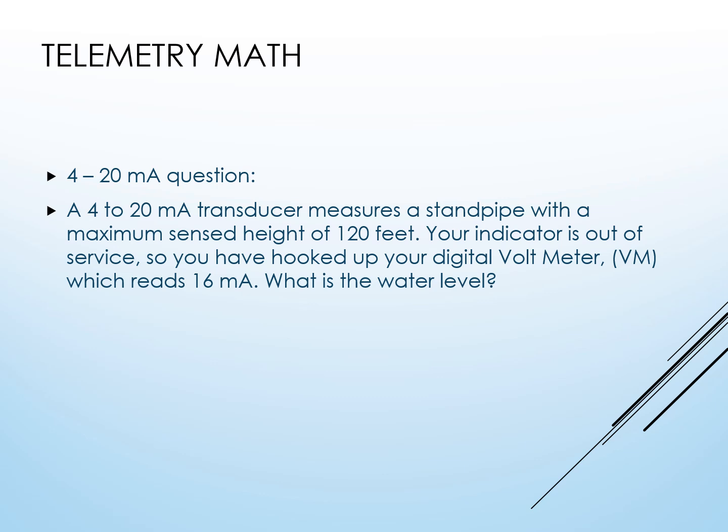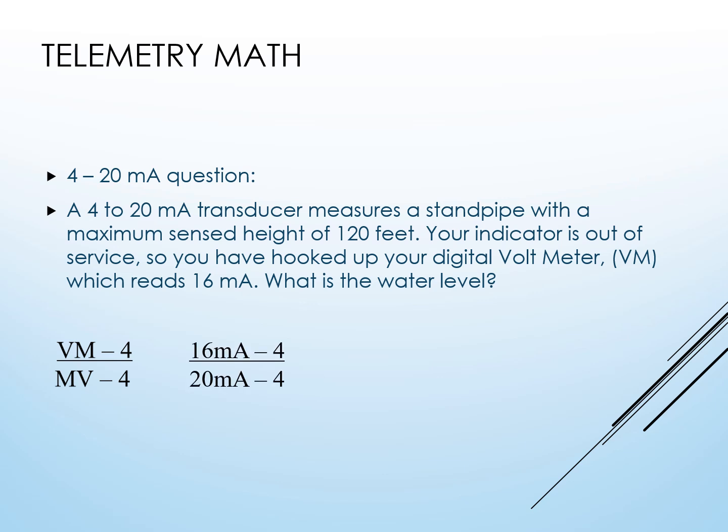All right, let's do a little bit of telemetry math. In this question, we're going to be doing a 4 to 20 milliamp problem. The question reads: you have a 4 to 20 milliamp transducer measuring a standpipe with a maximum sensed height of 120 feet. Your indicator is out of service, so you've hooked up your digital voltmeter, which reads 16 milliamps. What is the water level? Well, we start off by taking the milliamp reading minus four.